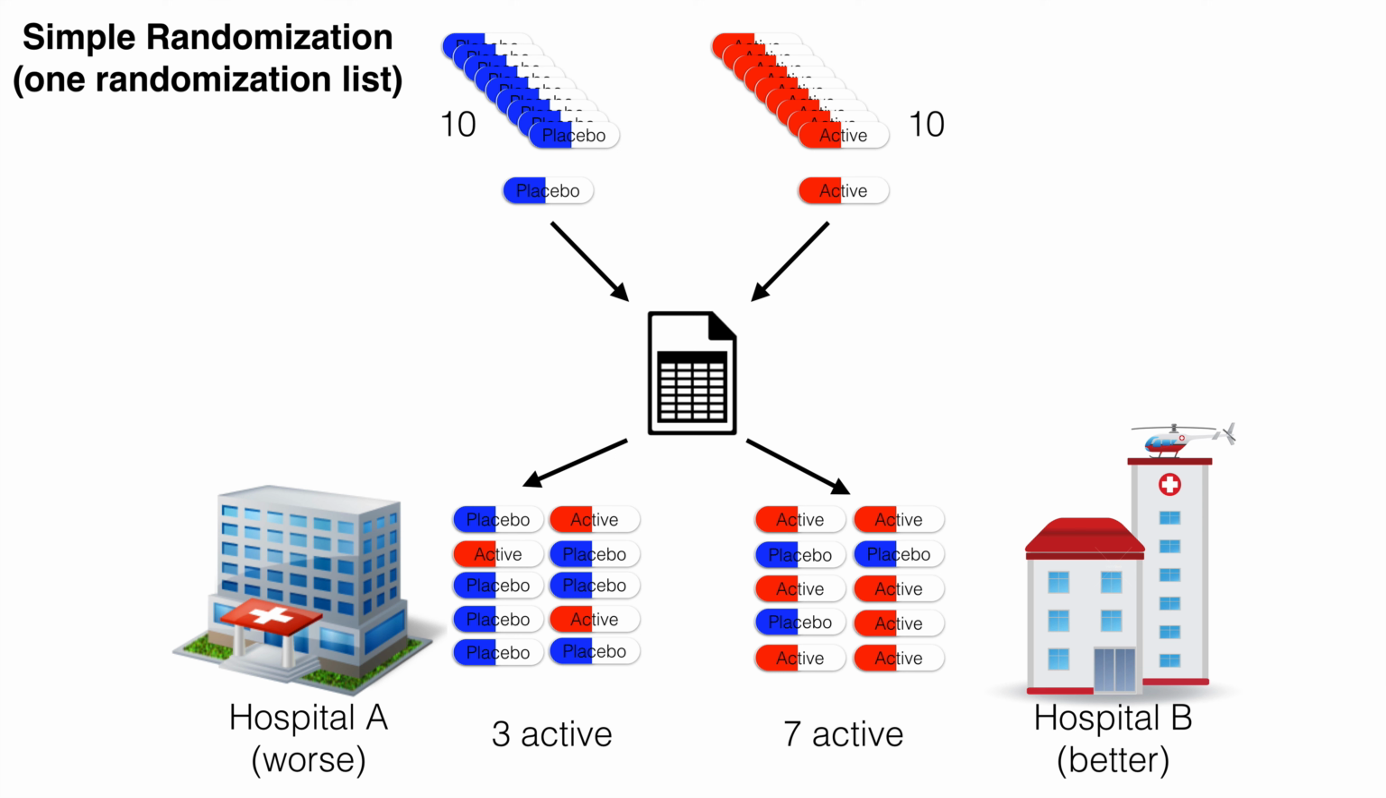As I mentioned before, this is a problem because we know that hospital B is independently associated with better outcomes because their quality of care is higher. So when we're analyzing this study, we won't be able to tease out the effect of the hospital itself from the additional effect of the intervention.